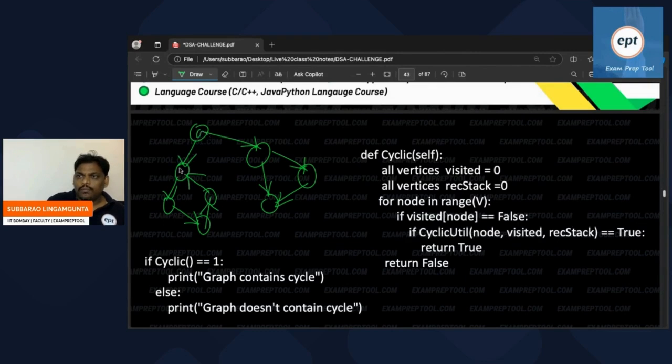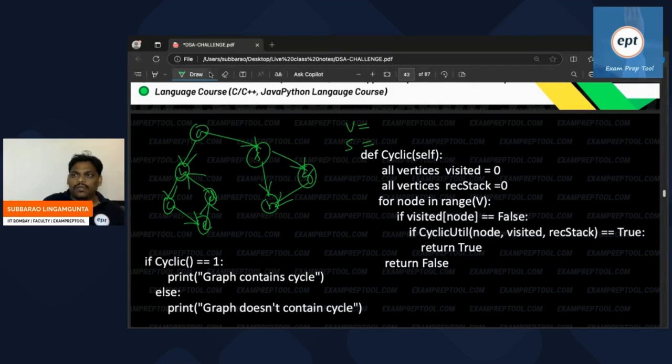A here, B here, some numbers, D, E, F, G, and H. So now see this one: visited array. Next one, this is going to be the stack. If you want, you can give numbers also. Somehow you represent it: whoever is visited should be marked in the visited array, and whoever is in the stack should be there in the stack area.